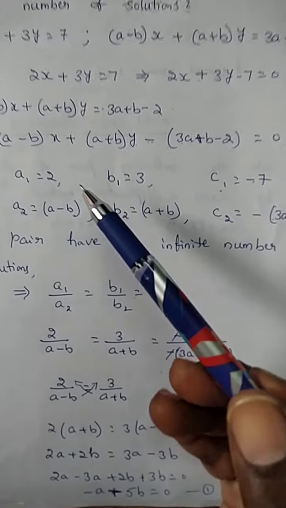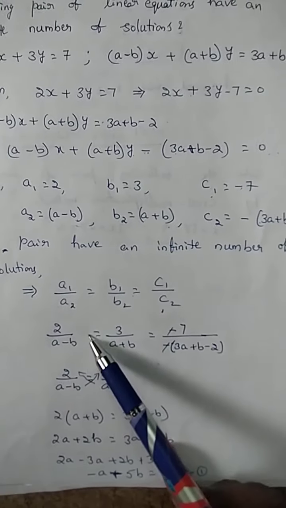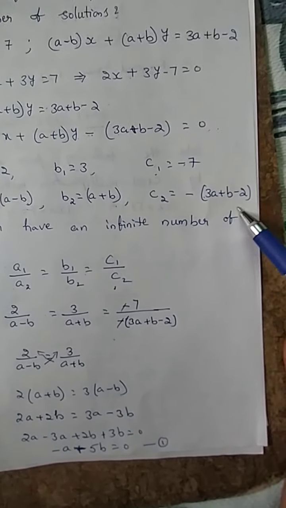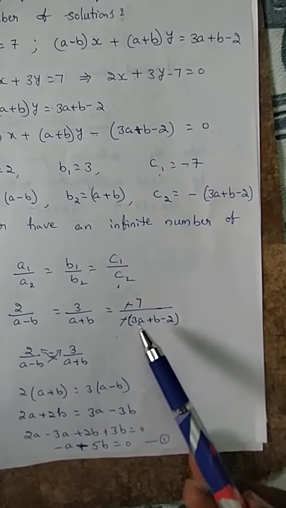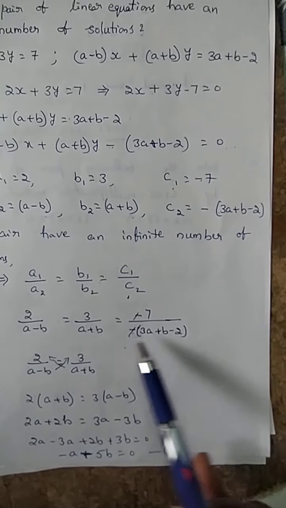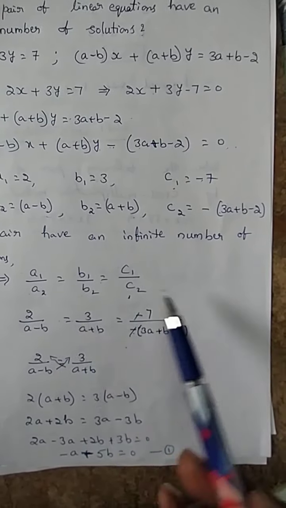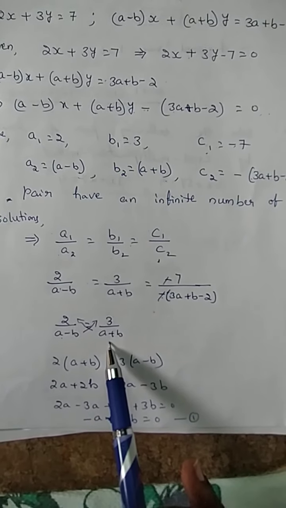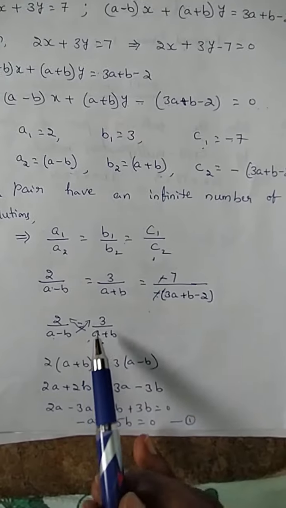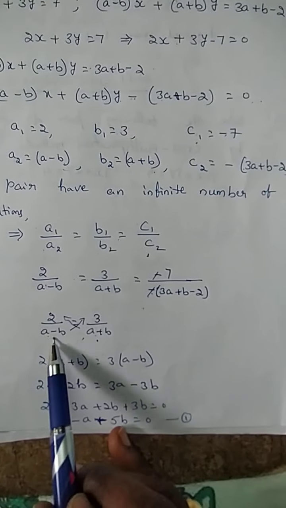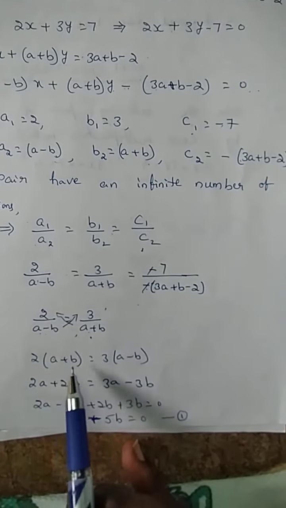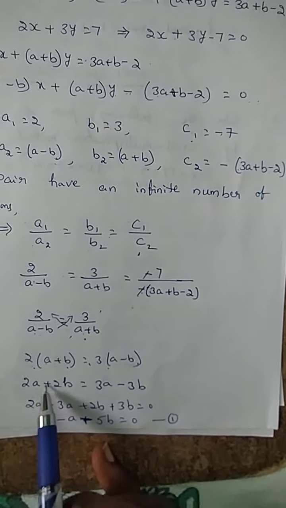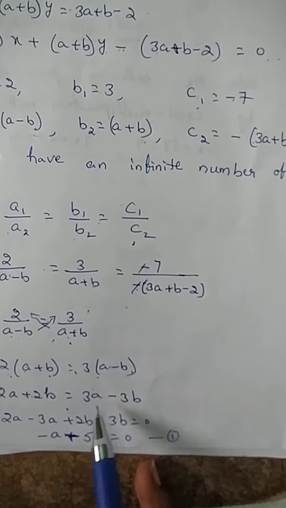So substitute those values. What we have: 2 by a minus b is equal to 3 by a plus b is equal to minus 7 by minus of 3a plus b minus 2. Both negative signs are cancelled. Here also the three ratios are equal, so we can compare any two ratios. So 2 by a minus b is equal to 3 by a plus b. This is the first comparison. By cross multiplication, a plus b is transposed to that side, a minus b to that side. Then 2 into a plus b is equal to 3 of a minus b. 2 into a plus b means 2a plus 2b, that is equal to 3a minus 3b.